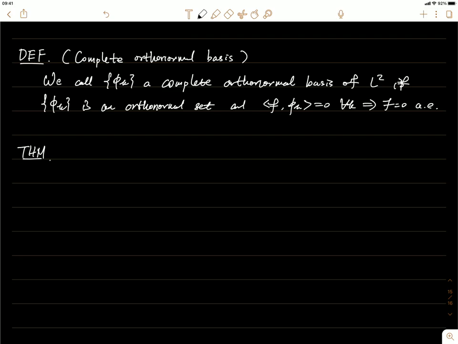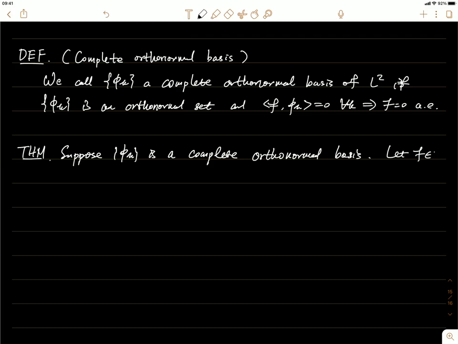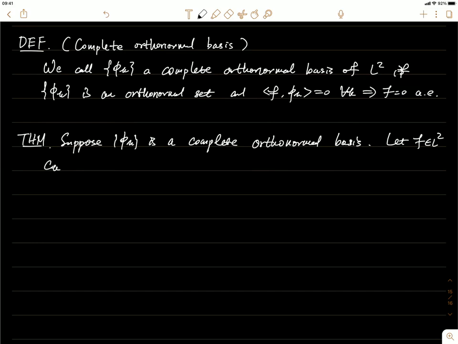Now we have better properties of the orthonormal basis, because suppose the phi k are complete, so suppose it's a complete orthonormal basis. Suppose we have a function f in L2, and c k is equal to the projection of f onto phi k for all k. Then we can show that as k goes to infinity, this partial Fourier series is going to converge to f.